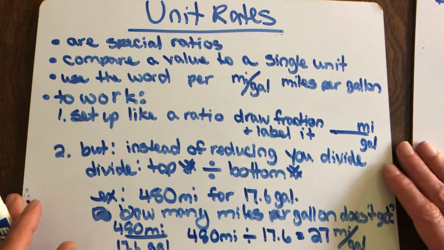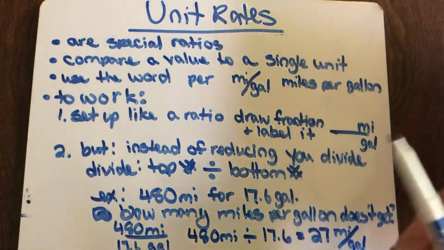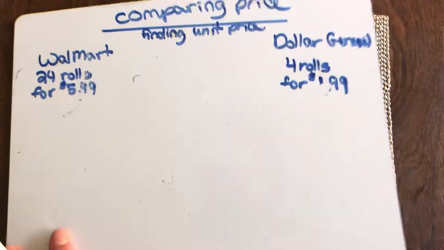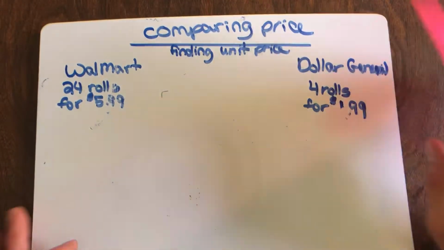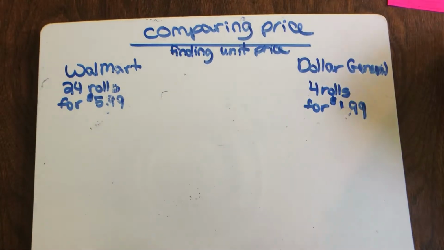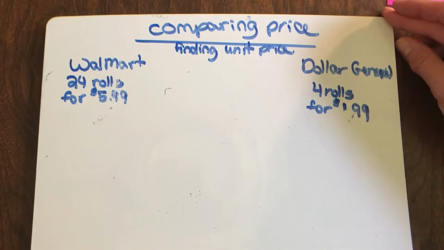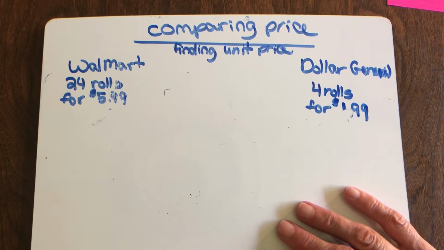Okay, let's continue our talk about unit rates, and this time let's talk about comparing prices. So you may get a new note card and label this comparing price. This is something you do whether you realize it or not, and sometimes we are not sure how to compare price and we don't get the best price because we don't stop and do the math.